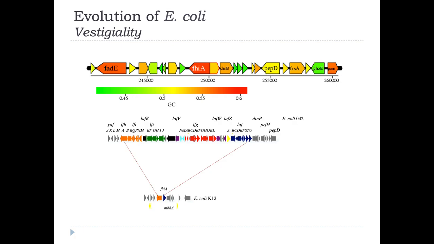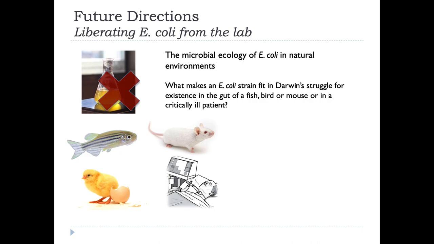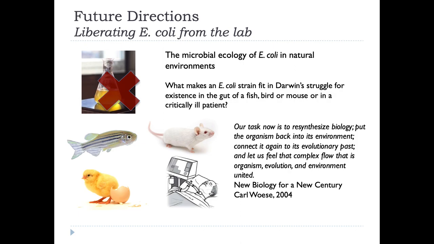Anyway, I've pretty much finished now. Where's all this going? We've spoken about evolution. In a sense, we need to move beyond evolution. And certainly in terms of looking at the ecology of E. coli, we need to look at natural environments, and work out what makes an E. coli strain fit in various different places. Here's a quote from Carl Woese shortly before he died about the fact that we do need to embed organisms in an evolutionary and environmental context.